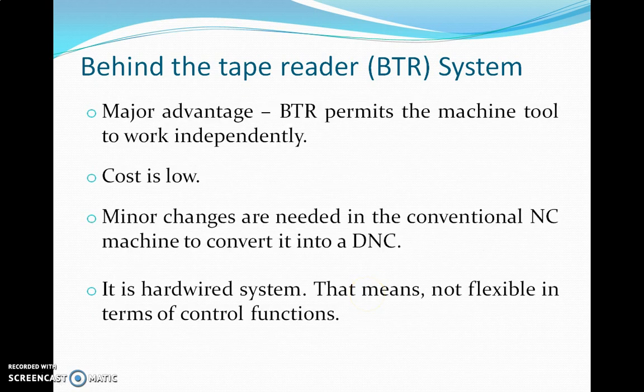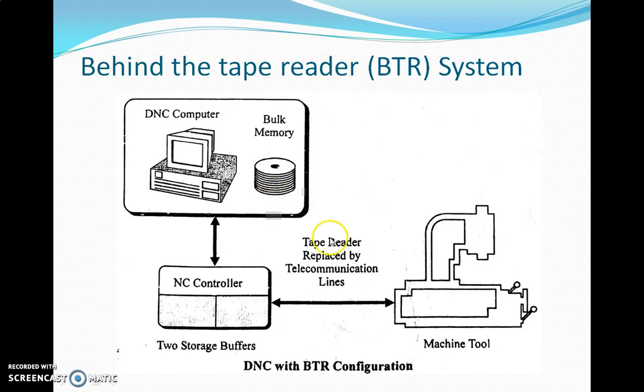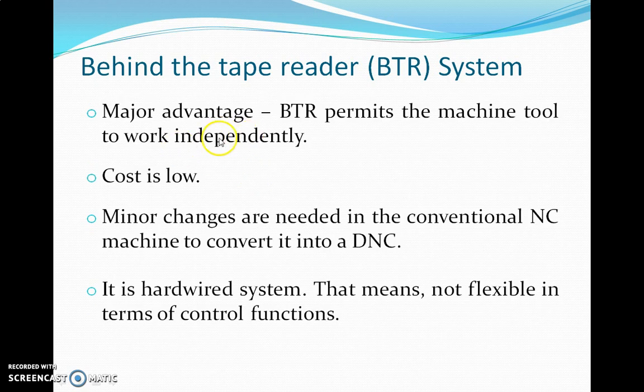A major advantage of BRT is that it permits the machine tool to work independently. That means if tomorrow I want to remove this machine tool from the DNC, I can completely remove these two things, attach a tape reader, and again use it as an NC system. So it can completely work independently. That way I have control through the computer, as well as I can control this machine using the NC controller. Of course, I need to attach the tape reader when I want to use this controller without DNC.